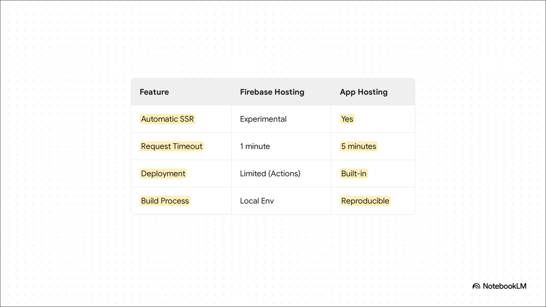And look at the request timeout, 5 whole minutes versus just 1. That's critical for complex server tasks. Plus, it has continuous deployment built right in, and it uses a cloud build process so you know that what you test is exactly what you deploy. No more "it worked on my machine" excuses.